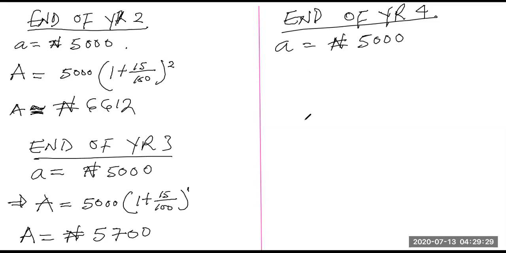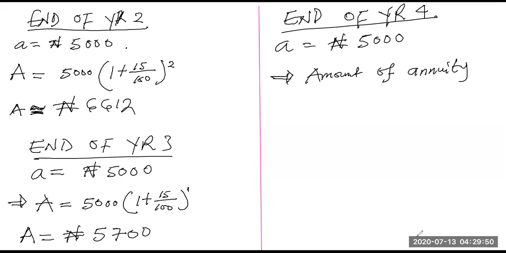So what is the total annuity now? The amount of annuity. Because we have different annuities, the amount of annuity has to be the sum of all the annuities.